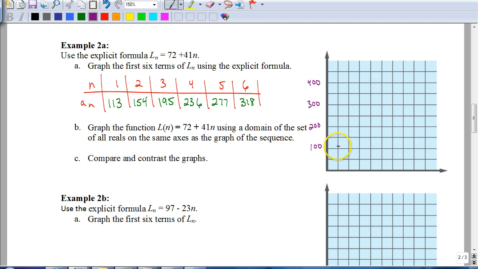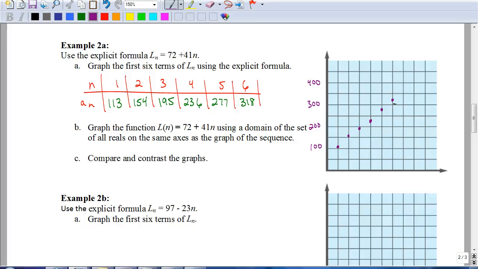Now the point when x is 1, y is 113. So here's 100. 113 would be a little bit above there. (2, 154). Well, 150 would be here, so 154, a little bit above 150. (3, 195), which is just shy of 200. (4, 236) would be about there. And (5, 277), well, 275 would be halfway, so it's a little over halfway. And (6, 318) would be just shy of being halfway. So again, there's our sequence. When we go to graph the sequence, we don't connect it with a line.